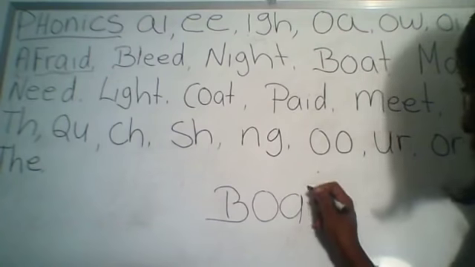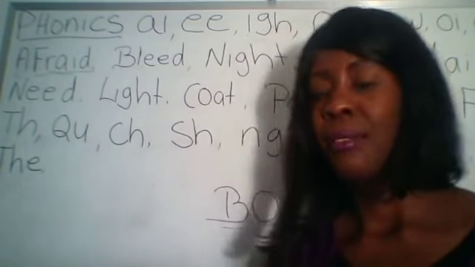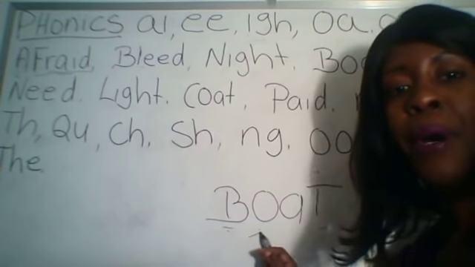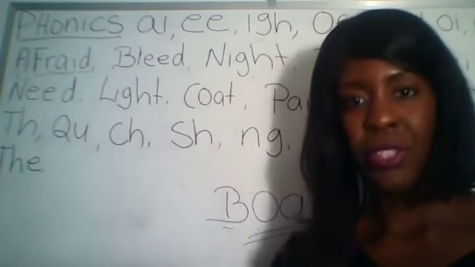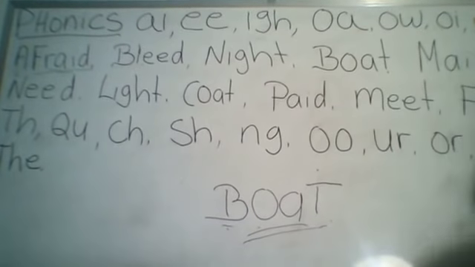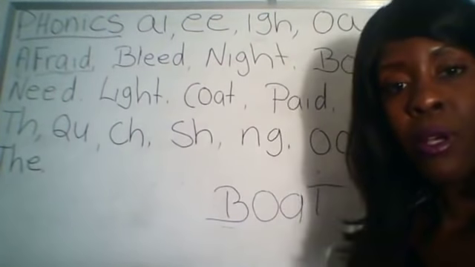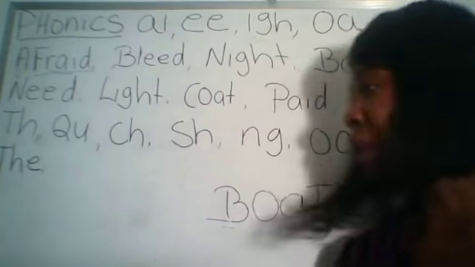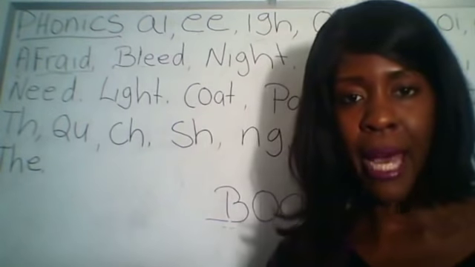And now, if you add in T, B-O-T, boat. Okay, the T puts a stop to the W sound. Boat, which means bateau. Now, can you put more letters in front or in the back? Any letter that you add in the front or in the back wouldn't make any difference. You know why? Because the OA gives you your O sound automatically, okay?